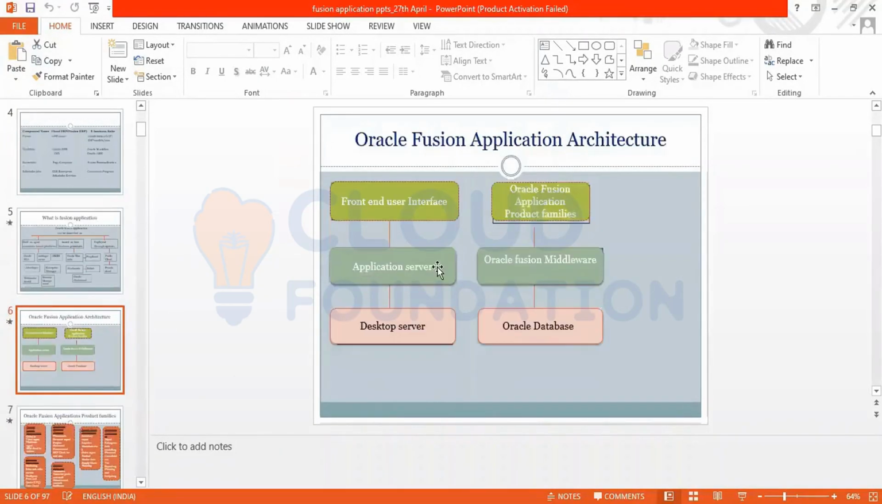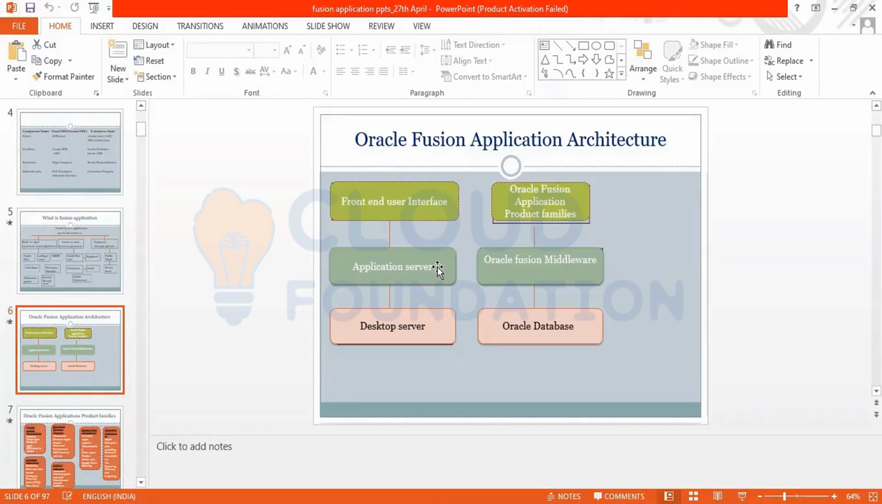Fusion application architecture. So what is this application architecture all about? First, the front user interface, application server and desktop server. We have the front end user interface, that is the UI part. The application server is somewhere between the front end and the back end. The desktop server, we have the front end, the UI part.